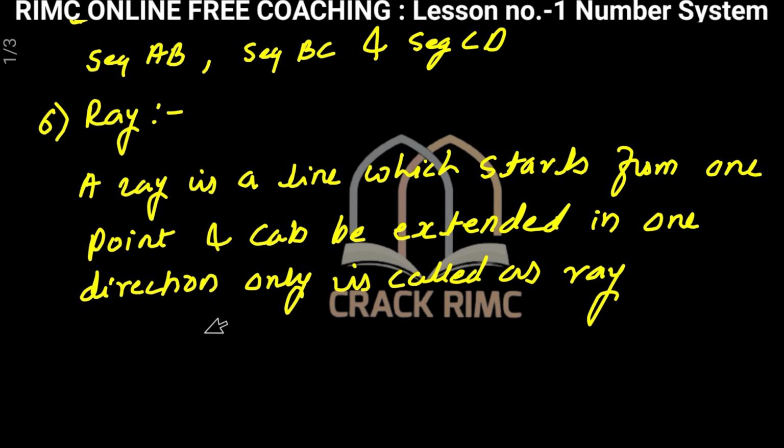I will draw one example of ray. Okay, so this ray is starting from this point, okay, and going in this direction, right? This part is called a ray. Okay, we will understand about this ray in our upcoming studies. Now you have to just understand the definitions and the shapes of these different types of lines.